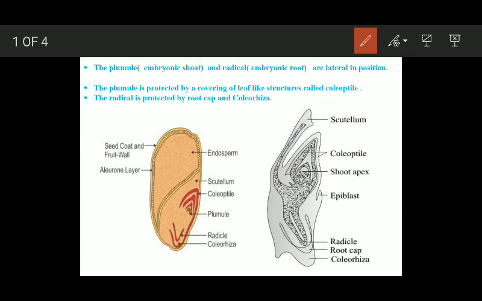I will repeat these things. The monocot embryos possess a single large cotyledon named the scutellum. The embryonic shoot or plumule and the embryonic root or radicle are placed laterally. Both the plumule and the radicle are covered by sheath-like structures, which are respectively named the coleoptile and coleorhiza.